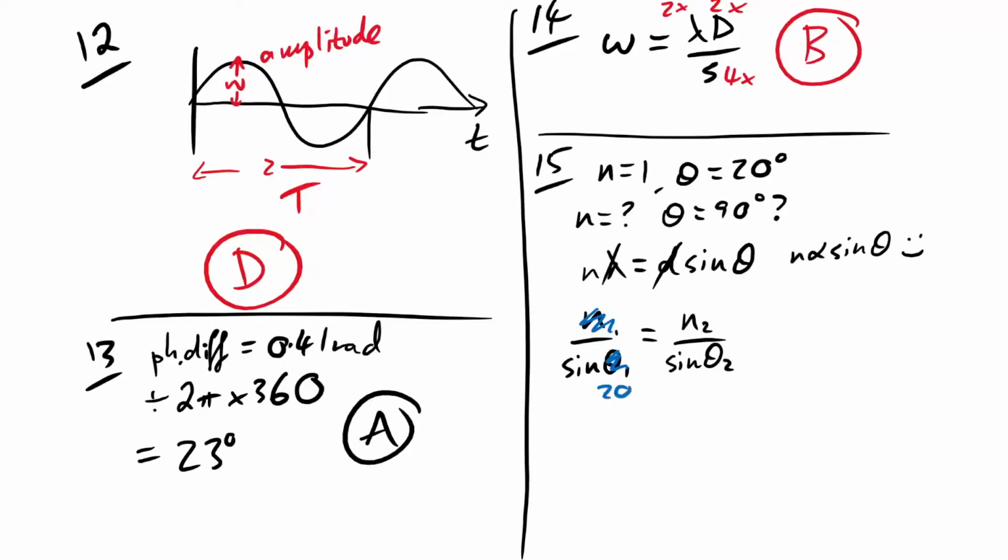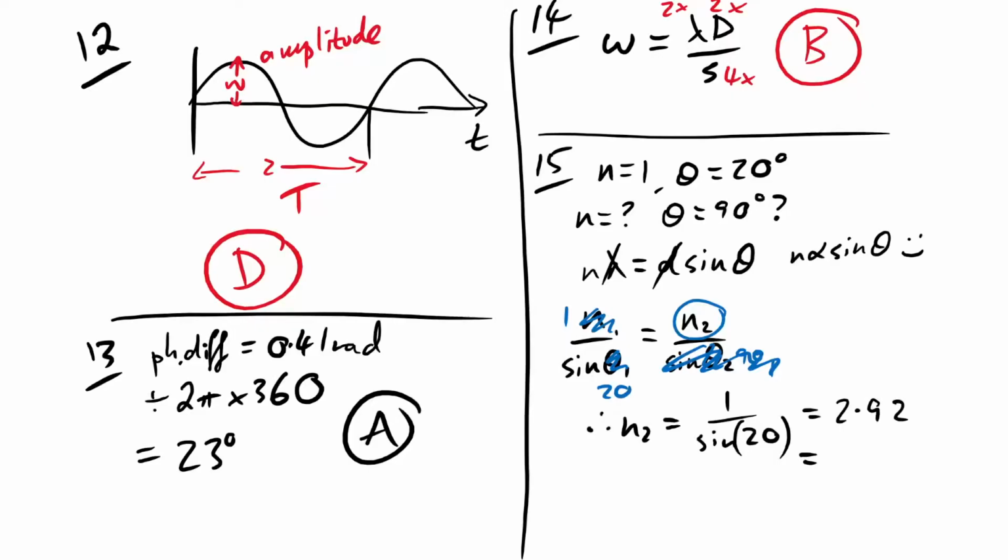So we know that n1 is 1, this is 20 degrees. We're looking for n2, and sine theta 2 is just going to be 1 because it's the sine of 90. So actually we just have 1 over sine 20 equals n2 over 1. That just disappears. Therefore, n2 is equal to 1 over sine 20, and that gives us 2.92. So the answer has to be 2 because we will never see that third order. So that means that the answer is A.